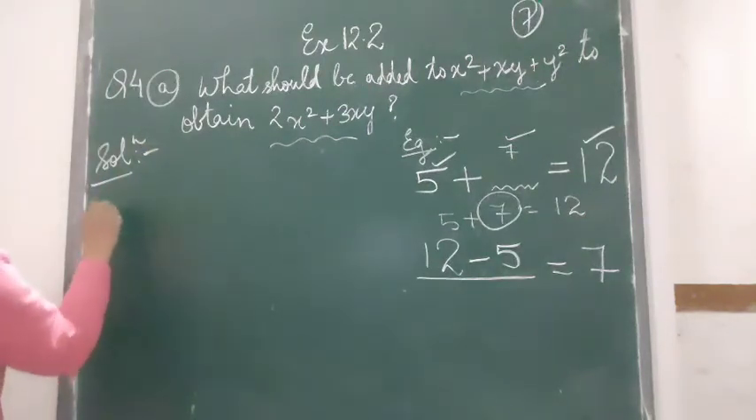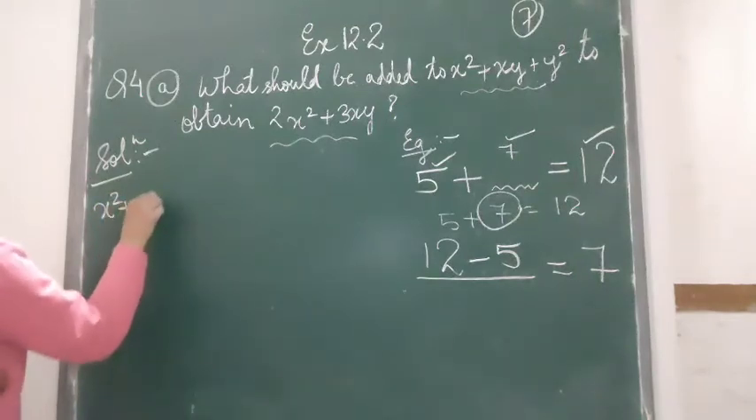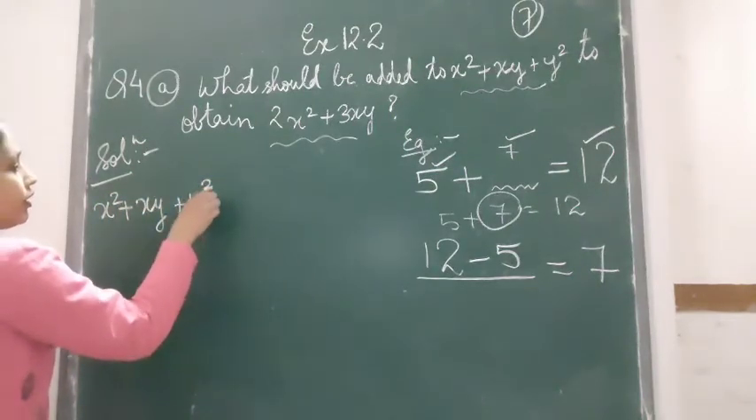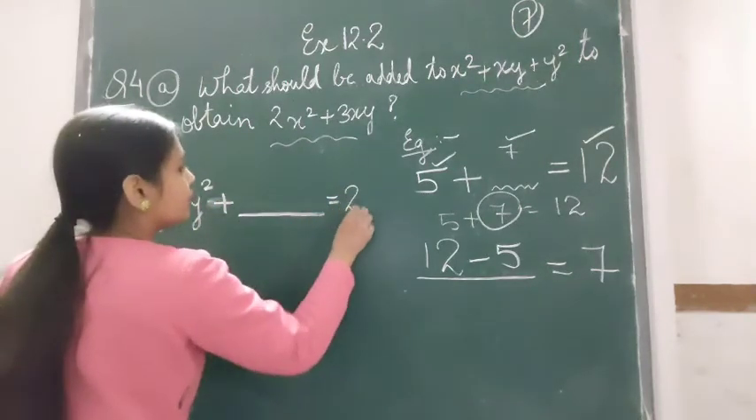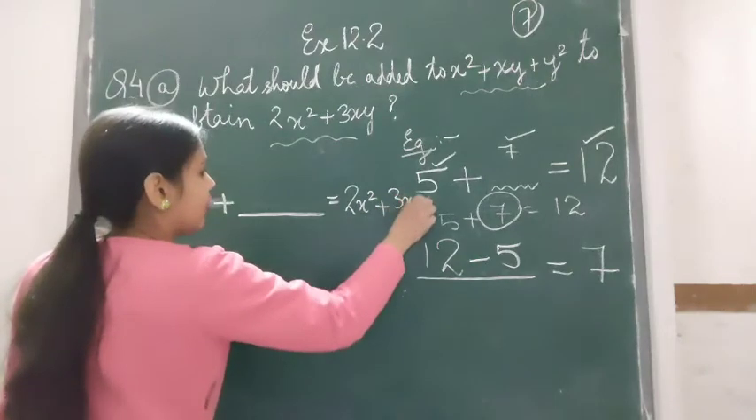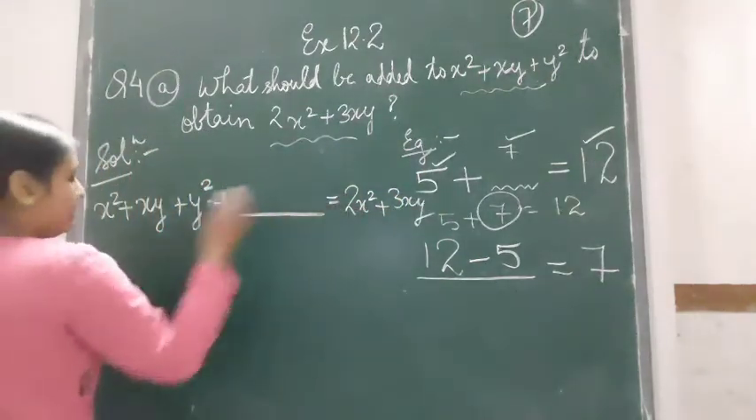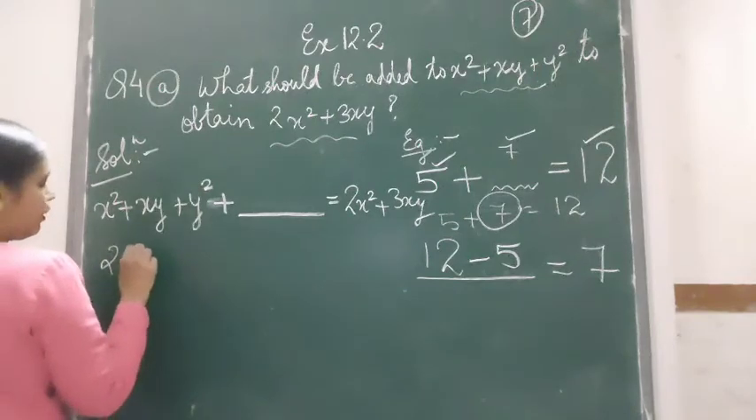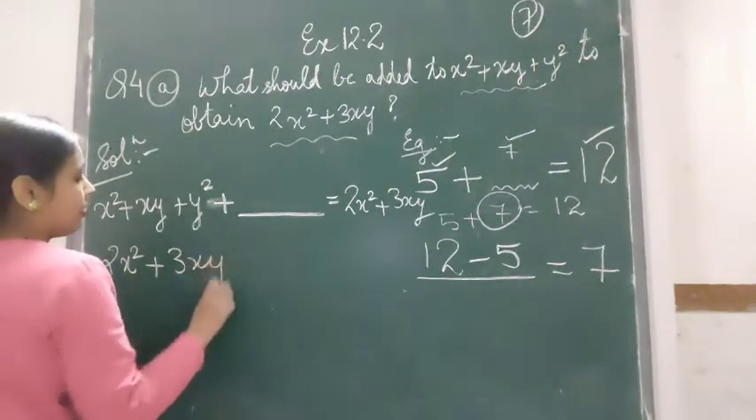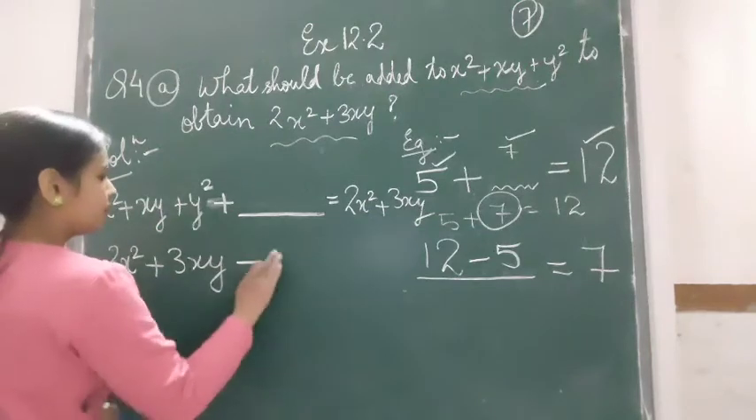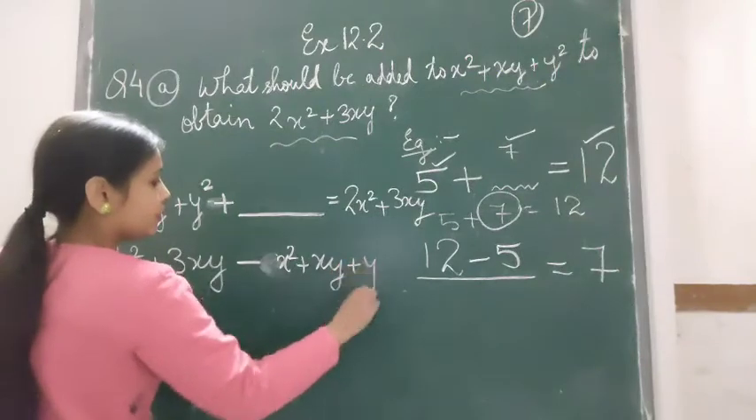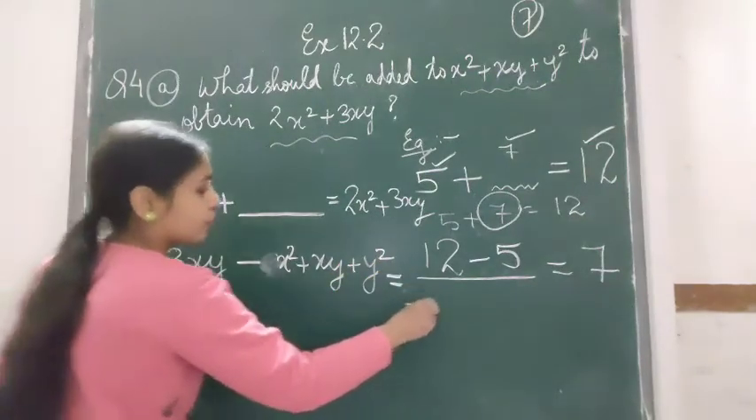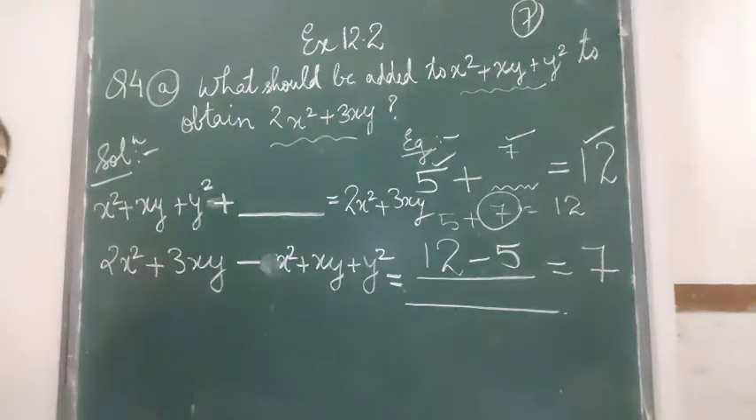So what should be added to x square plus xy plus y square so that your total becomes 2x square plus 3xy? Simply 2x square plus 3xy minus x square plus xy plus y square will give you your answer.